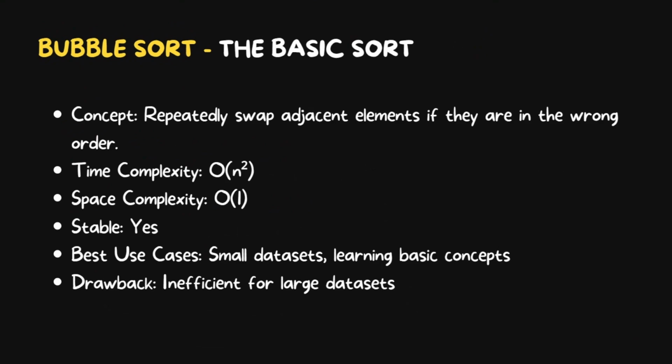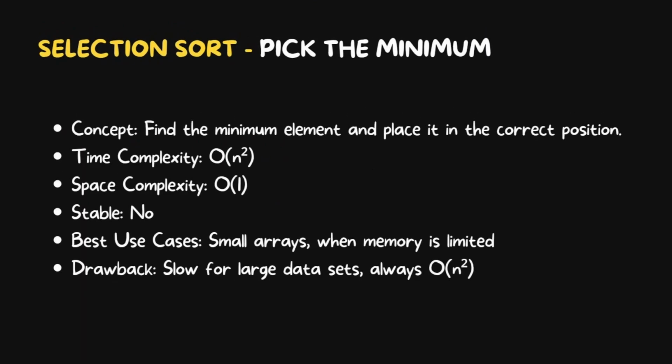Space complexity is order of 1. It sorts in place, so no extra memory is needed. It has stability and it preserves the relative order of equal elements. Best use case is for smaller datasets or teaching purposes. Its drawback is that it is terrible for larger datasets because of its quadratic time complexity. In real life, you would almost never use bubble sort in production, but it's a great stepping stone to understand sorting concepts. The next one is selection sort.